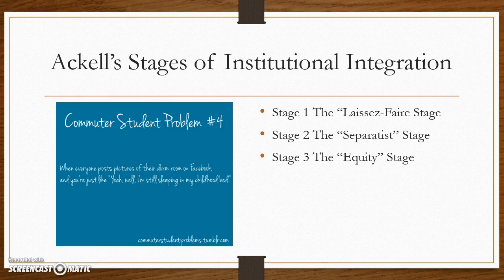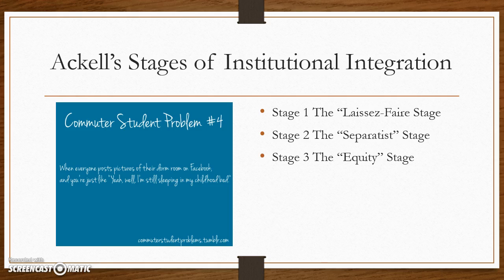And there's a separatist stage, which is certain groups of students, commuters on residential campuses, part-time students when most attend full-time, are essentially separate from the majority of the student body. So that means separate specific programs and services are offered for them, but these programs and services have lower institutional priority and status than traditional ones.